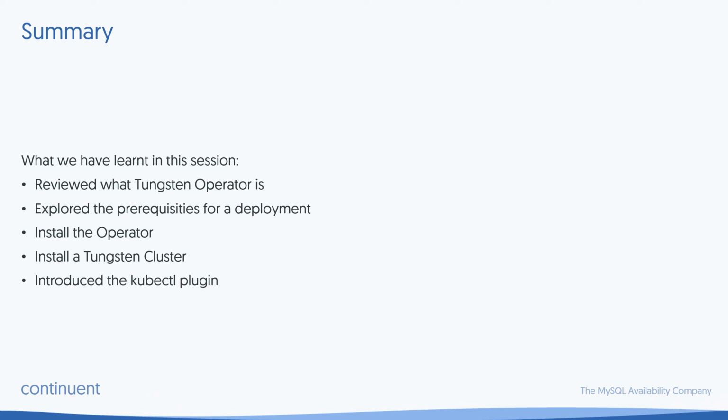So to summarize, what have we learned? We recapped what Tungsten Operator is. We explored the prerequisites for deployment. And then we went through what you actually need to do to install the operator: downloading the packages onto your staging host, and all of the steps that you need to get them into your Docker registry. And then, using the YAML files, how you can go on to deploy a cluster using the kubectl plugin.